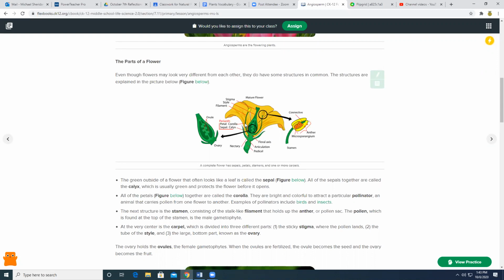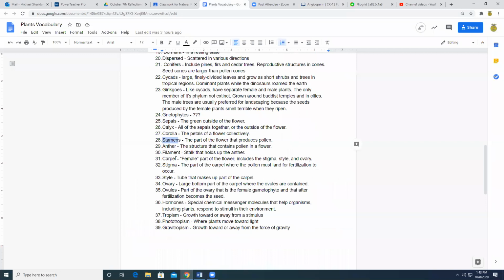There's a couple of different parts here. You need to know that the filament is the part that holds it up. And then this whole other part is called the anther, which is the male part that produces pollen. So we've got the stamen. The filament holds up the anther, and that is the structure that actually creates pollen. That's all part of the stamen.